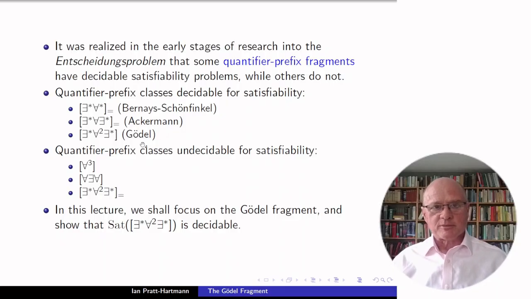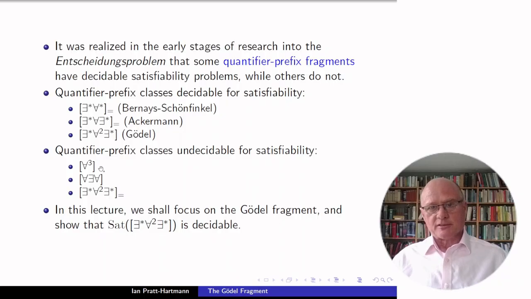And the class we'll be talking about today, where we have 2 adjacent universal quantifiers flanked by any number of existential quantifiers, the so-called Gödel class. And here we do not have equality. That's quite important. Here are some quantifier prefix classes which are undecidable for satisfiability.